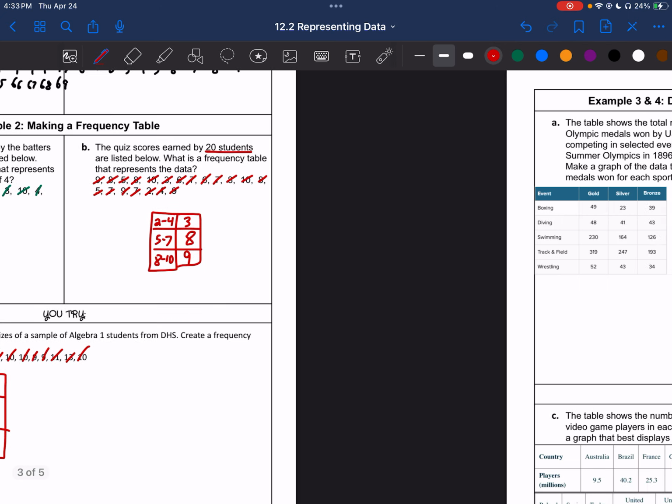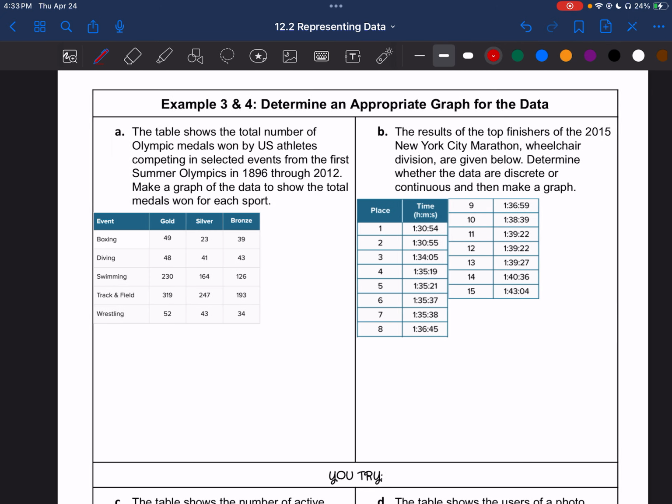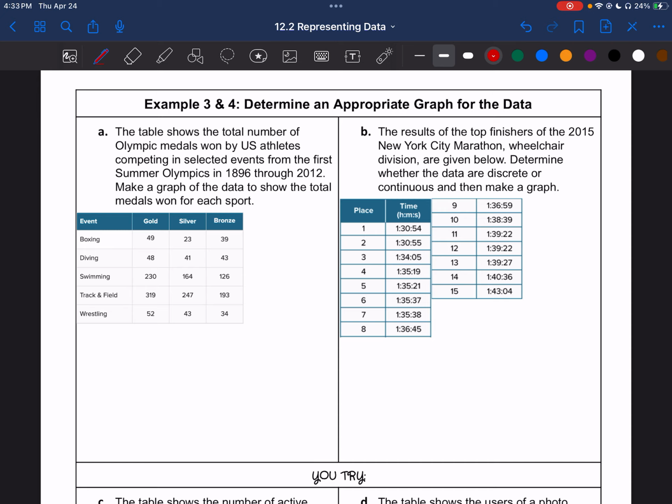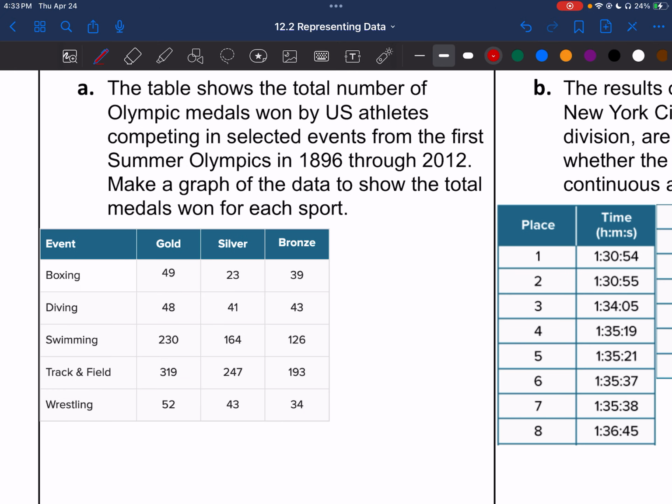Now, our next example asks us to determine an appropriate graph for the data. So letter A, the table shows the number of Olympic medals won by U.S. athletes competing in selected events from the first Summer Olympics in 1896 through the 2012 games. Make a graph of the data to show the total medals won for each sport.